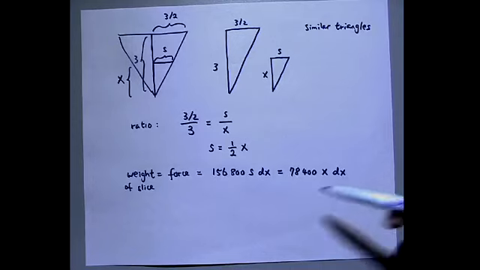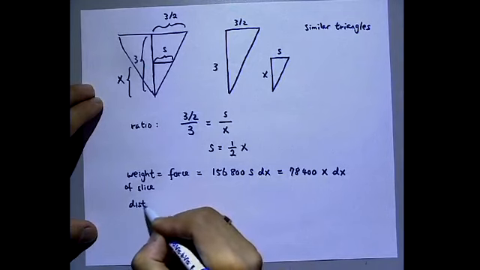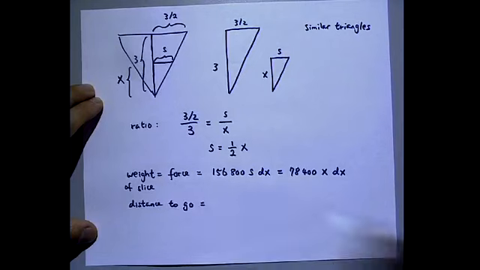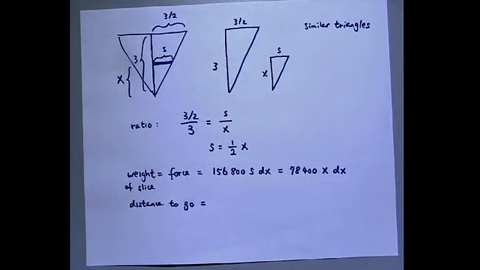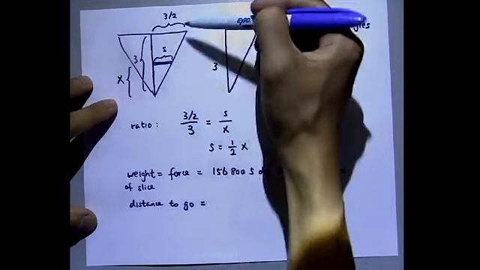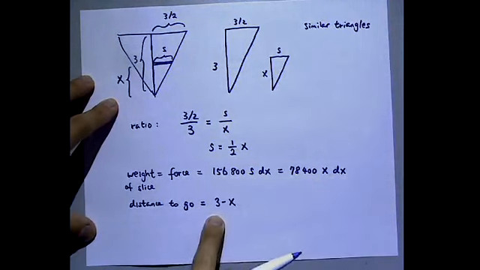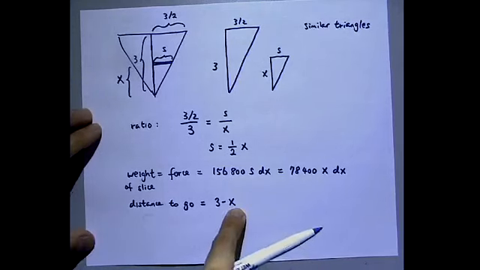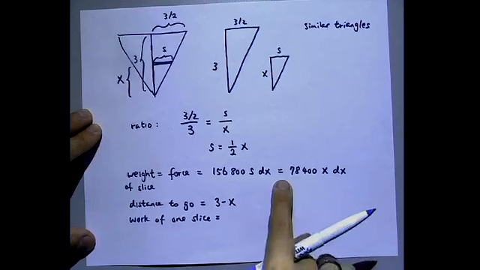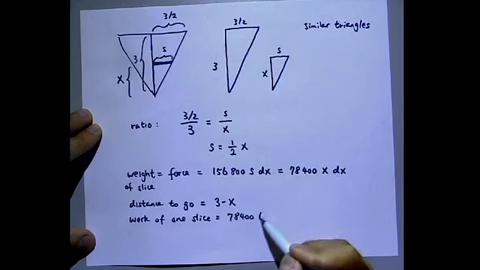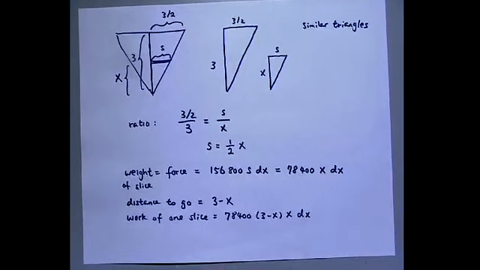Okay, so that's the weight of a slice at some arbitrary height. How far does it have to travel to reach the top? Good. It's at a height of x. It needs to go to 3. So it's got 3 minus x left. Okay, 3 is the goal. This is how much this slice already has moved. So the work of one slice is equal to this thing times the distance it has to move.